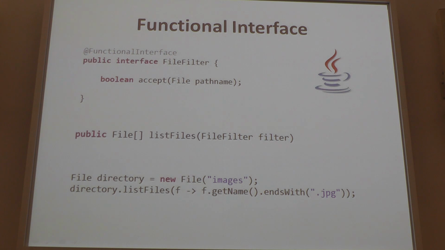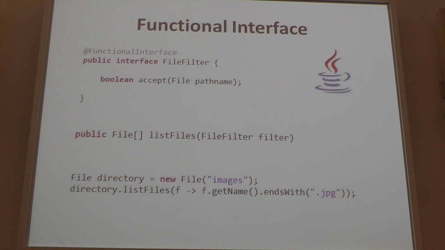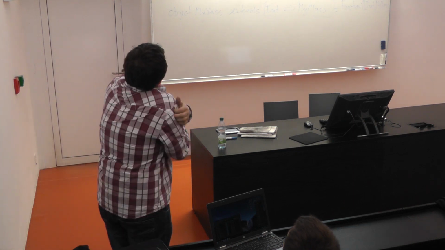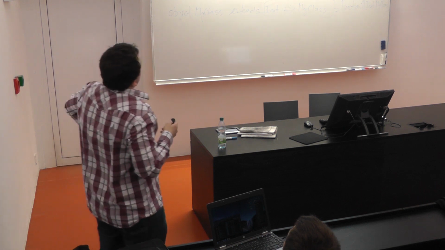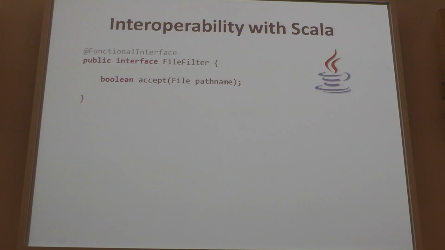For example, you cannot take just the expression and assign it to just any variable. You could assign it to an instance of FileFilter, but not Object, for example, because it wouldn't know what the type of f is. And this is the basic example in Java, and let's look at how we could use this from Scala. So we have a functional interface.